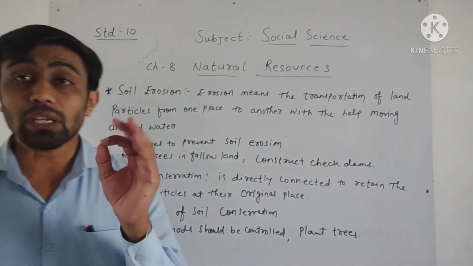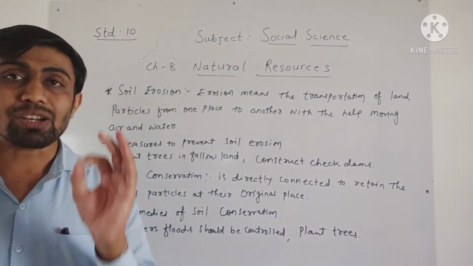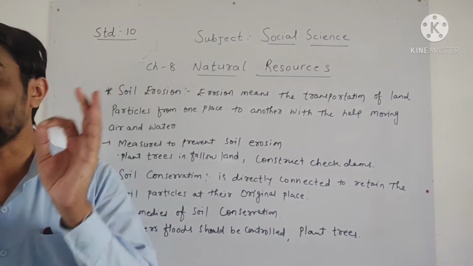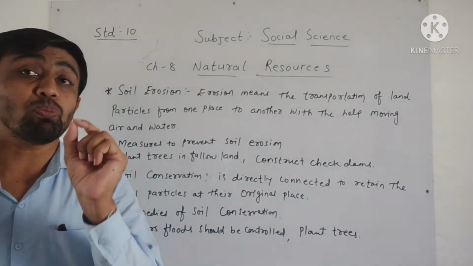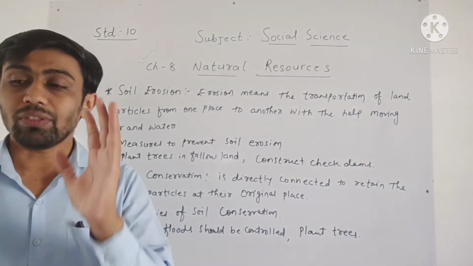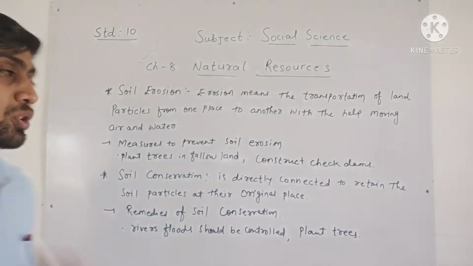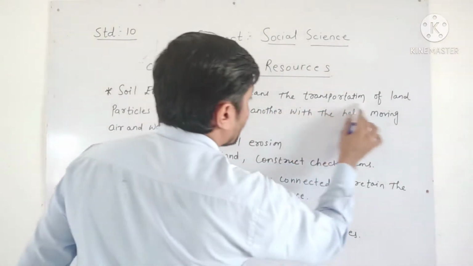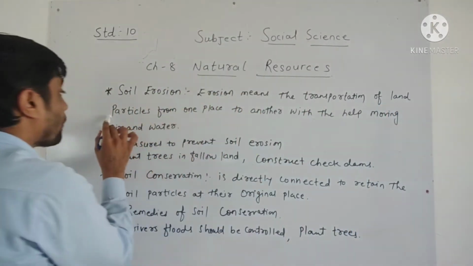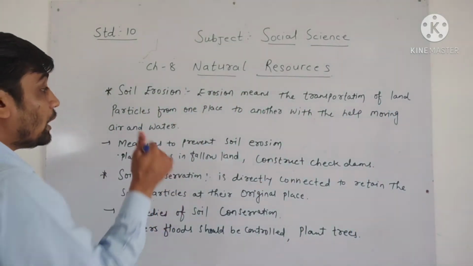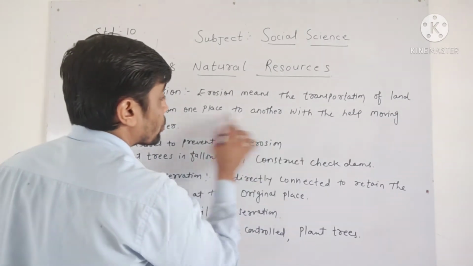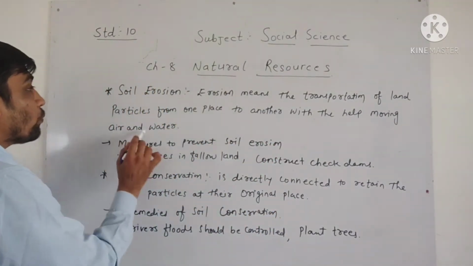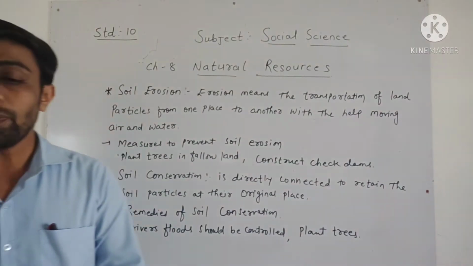Now the erosion means the transportation of the land particles from one place to another with the help of moving air and water. That is known as soil erosion. What is the soil erosion, dear children? Erosion means the transportation of the land particles from one place to another with the help of moving air and water. That is known as erosion.